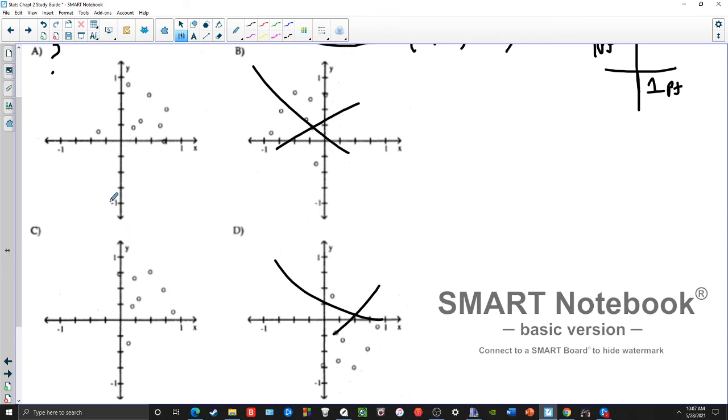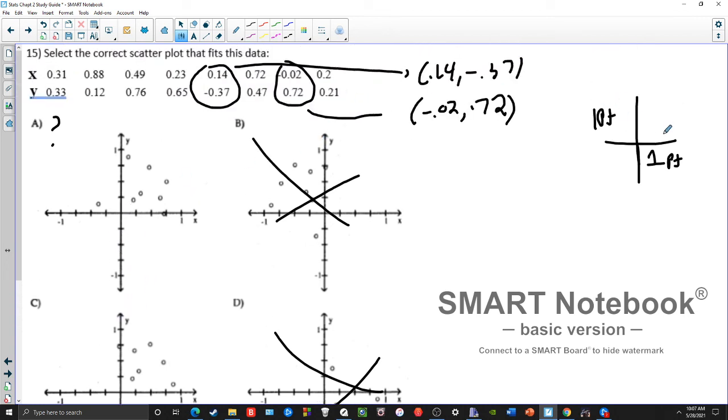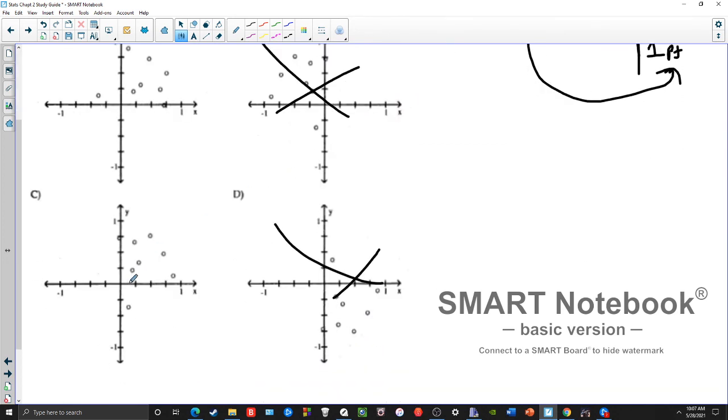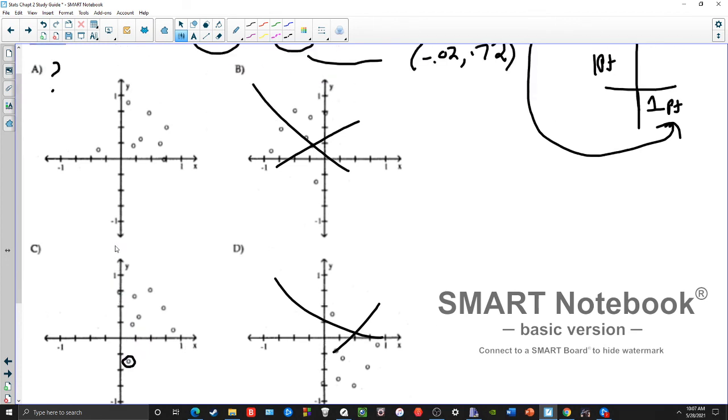Let's look at these a little bit more closely here. This point right here should be negative 0.02 and 0.72. Or sorry, this is my other point. My bad. So this should be this point. So this should be 0.14 and negative 0.37. So 0.14. So here's 1. So 0.14 and negative 0.37. That looks like it's pretty good there.